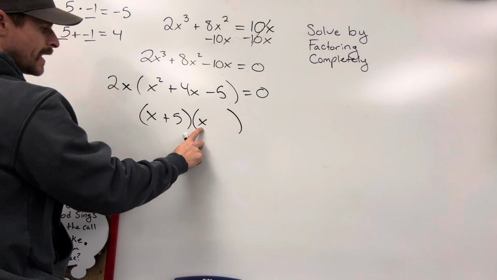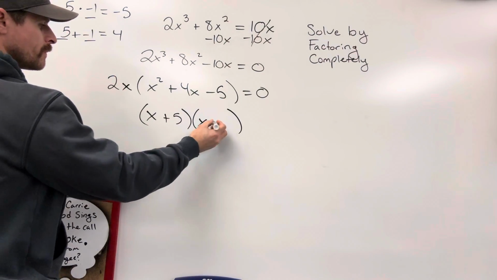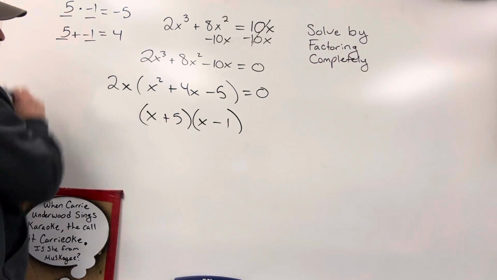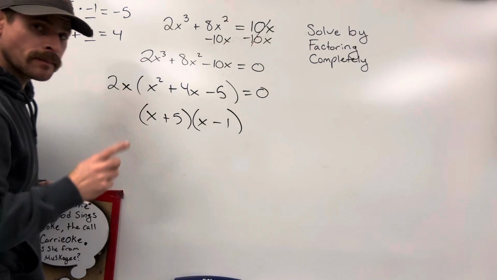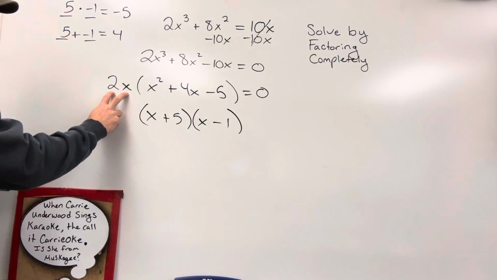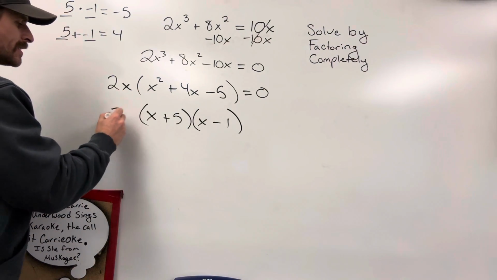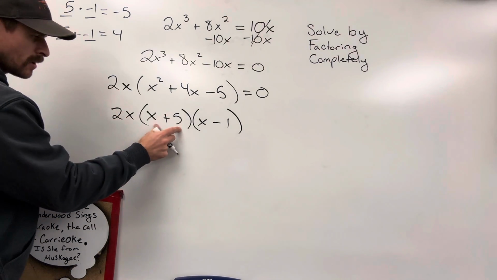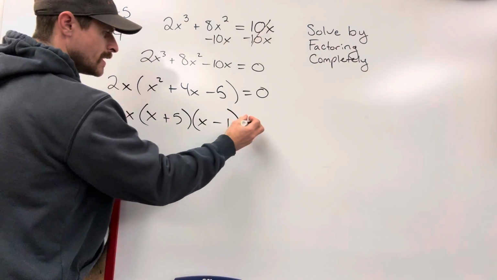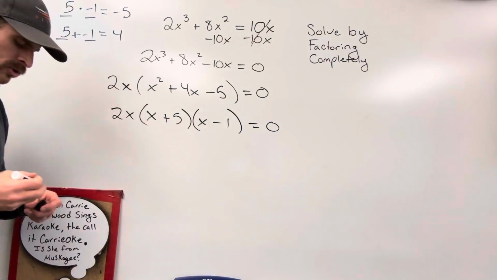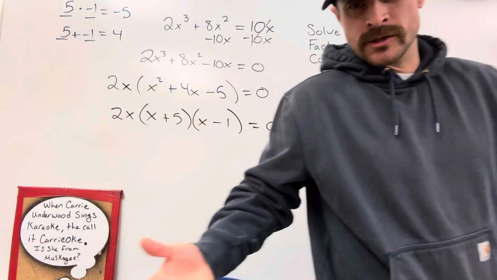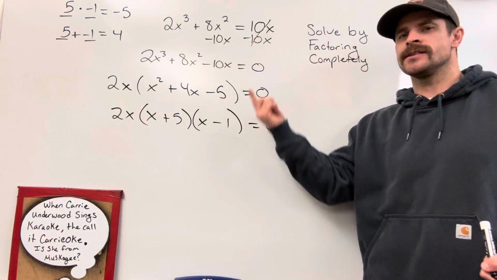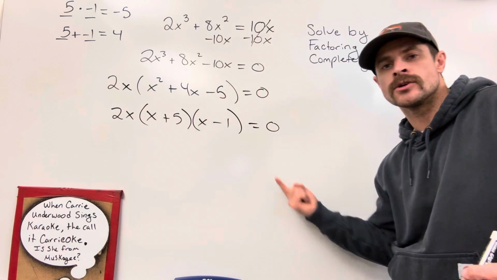We're going to be saying x minus 1, because my 1 was negative. And don't forget, remember, we pulled 2x out earlier, so it's still there. Now this is saying 2x times all of this times all of this equals 0. So why did we set it equal to 0 in the first place? What was the whole reason for setting it equal to 0? Because now we can use what's called the zero product rule.